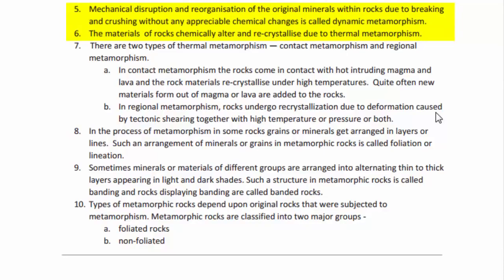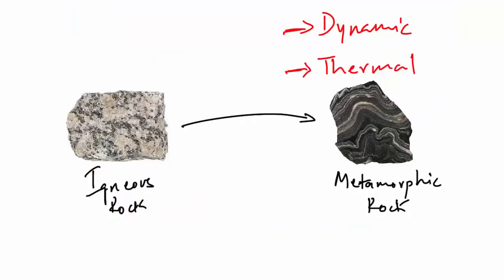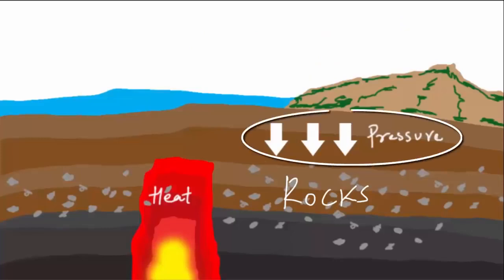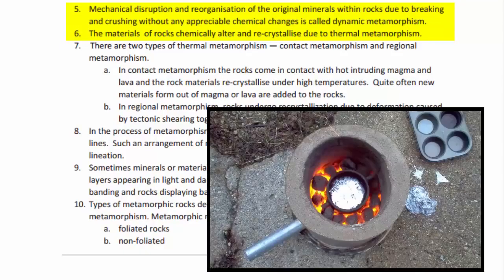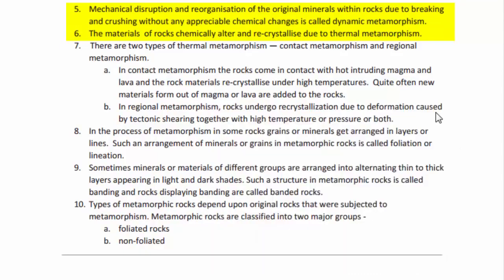Let me cover these two points together. Now rocks undergo dynamic as well as thermal change. So one is due to the pressure of the massive weight of the landform and the other is due to heat from the interior of the earth. It is very easy to remember this. In chemistry, if you want to separate the elements from a mineral, you basically heat it to a point that it melts. So thermal metamorphism does chemical alteration to the rocks.